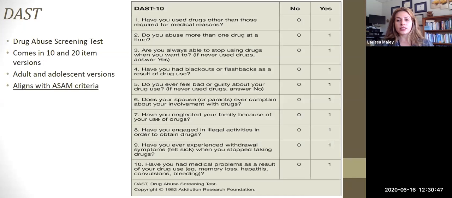Another nice thing about the DAST is it is fairly sensitive to change over time. So you could do this annually, or you could even do it monthly, depending on the frequency that you ask them to sort of track, are they improving or are they not improving?